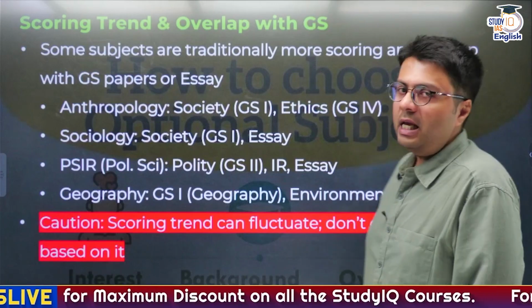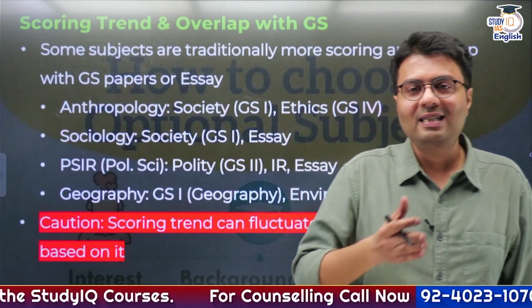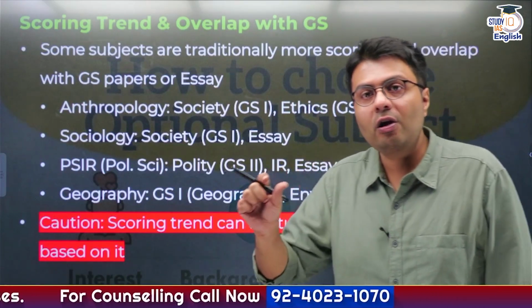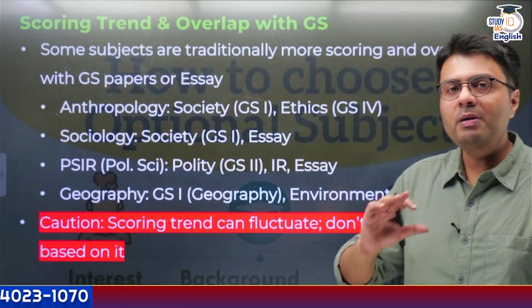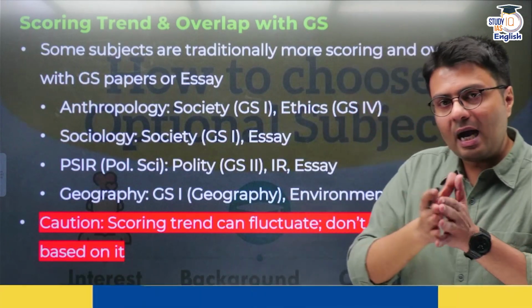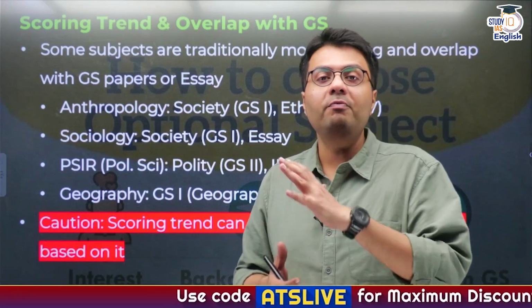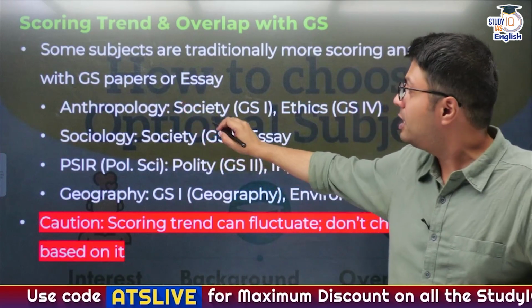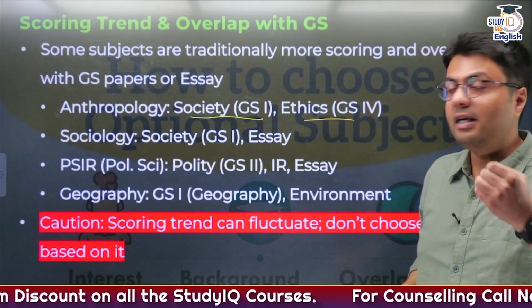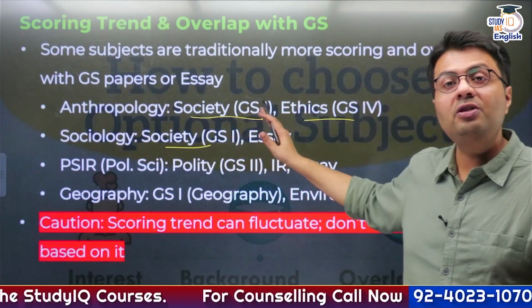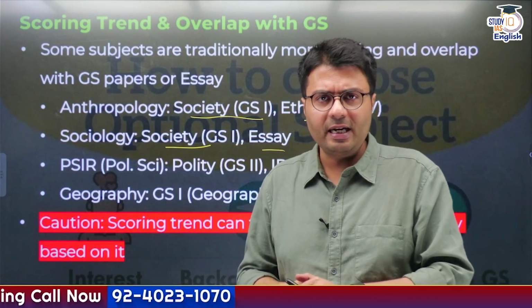Now let us move to the most popular criterion based on which students decide on their optional subject: the scoring trend and the overlap of that optional subject with the general studies paper. Now this is, according to me, a wrong way of choosing an optional, because there are some subjects traditionally in the UPSC which have a significant overlap with the GS subjects. Case in point, anthropology, which has overlap with society and ethics. Sociology, as the name suggests, overlaps with society, social justice in GS paper 1 and 2, and you also have significant knowledge which you can utilize in your essay writing.